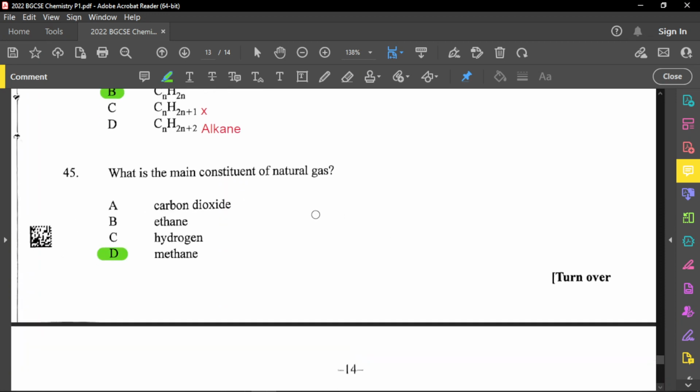45 is what is the main constituent of natural gas? So the main constituent of natural gas is actually methane. Methane is one of the major components of natural gas. All right. 46.